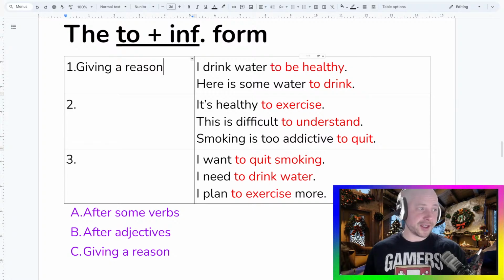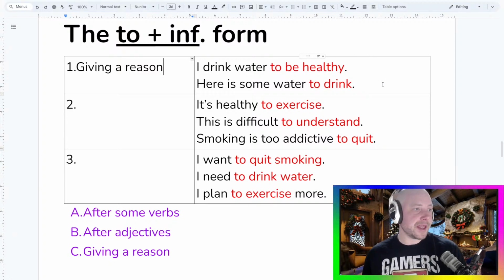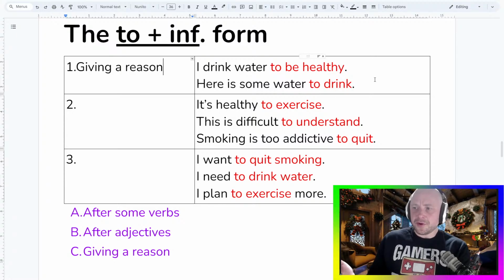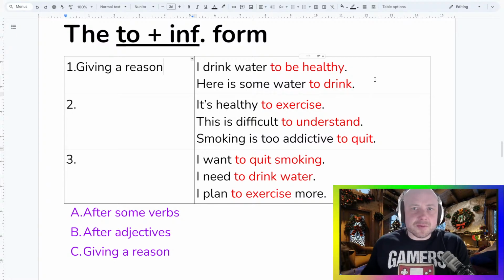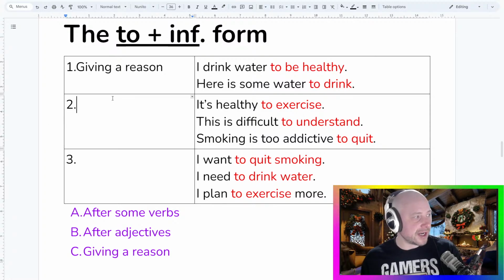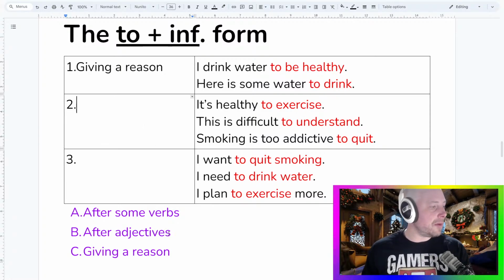Why do you drink water? To be healthy. Here is some water. What's it for? Why did you give me this water? To drink. It's to drink. The purpose is to drink. So giving a reason or purpose.